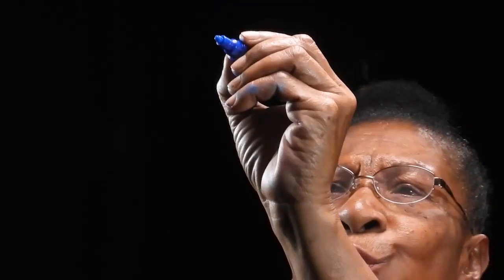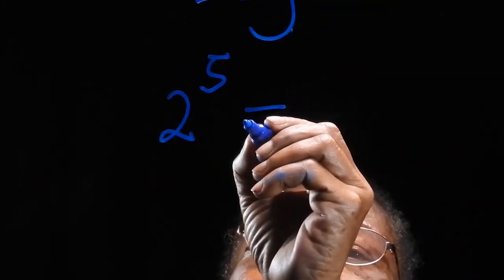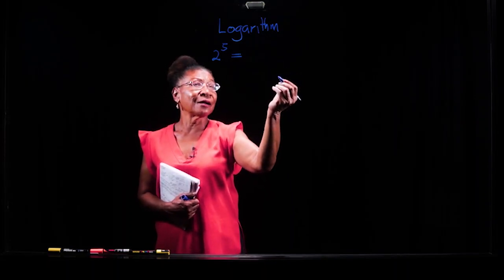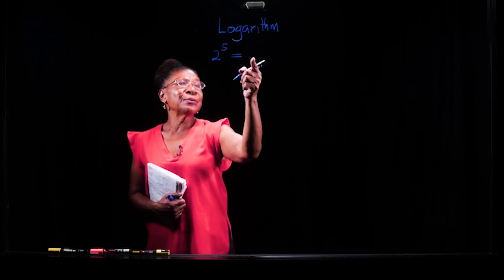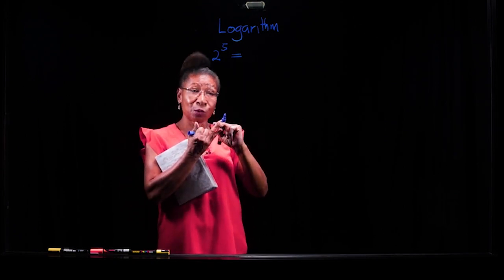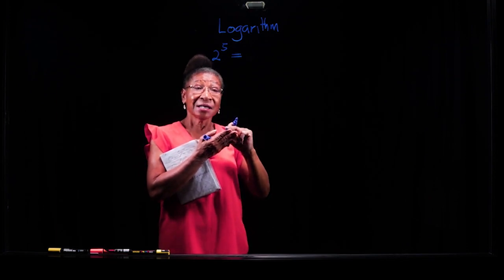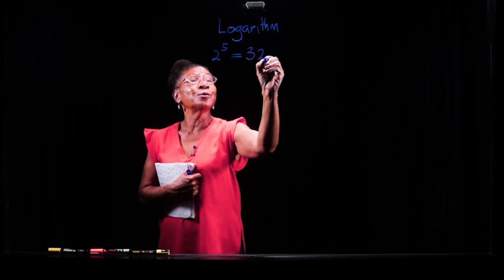In that case, then, if I have 2 to the power of 5, and that is equal to, how many times do I multiply 2 by itself in order to get an answer? It simply means that I go 2 times 2 is 4 times 2 is 8 times 2 is 16 times 2 is 32. So the result is 32.